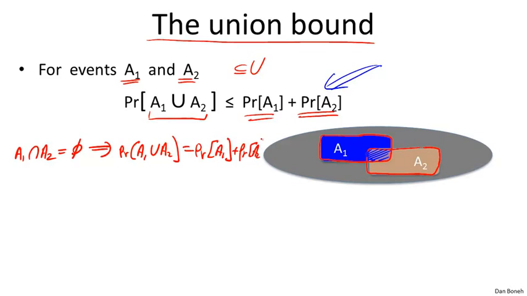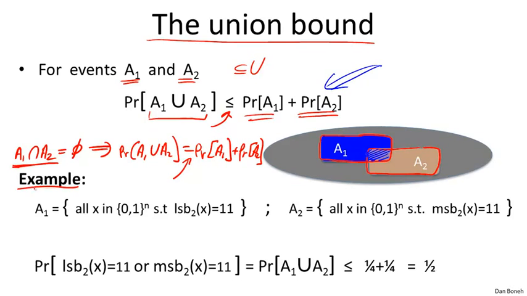Okay, so we'll use these facts here and there throughout the course. Just to be clear, the inequality holds always, but when the 2 events are disjoint, then in fact we get an equality over here. So let's look at a simple example.